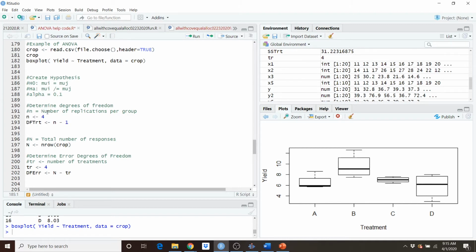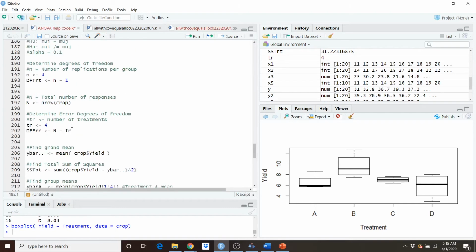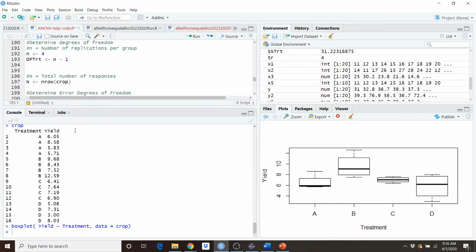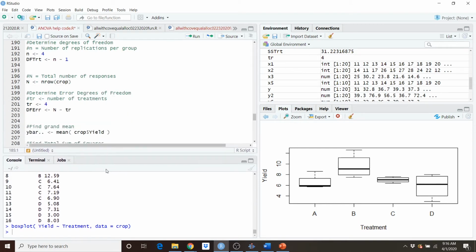Okay, so I need to determine degrees of freedom. Now, here I've called little n my number of replications per group. In the video, I called it R. n is 4, so there are 4 replications per group. Degrees of freedom of treatment are then t minus 1. Total number of responses, N, that is going to be 16, right? In the crop data. Okay, so how many responses do I have? Well, 1 to 16, I've got 16 responses.